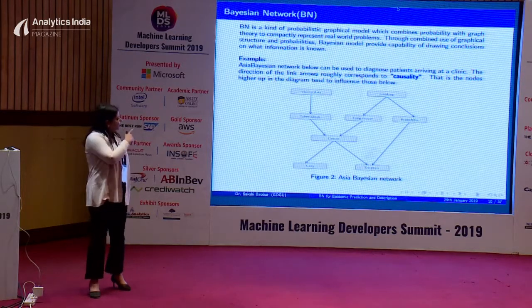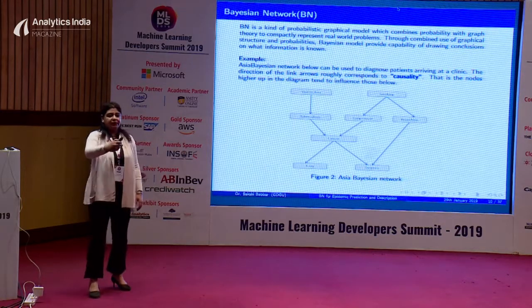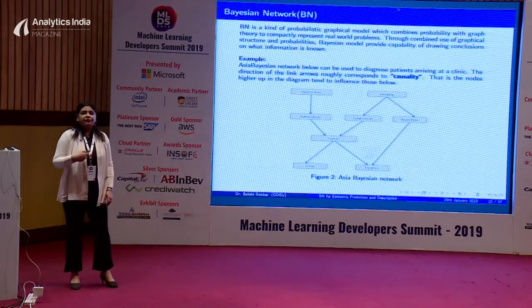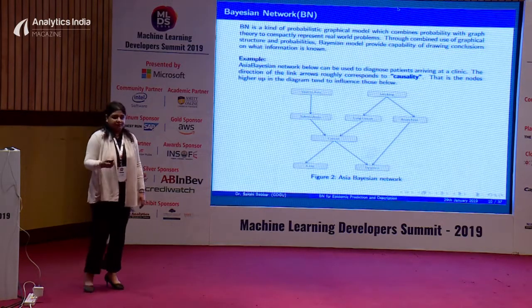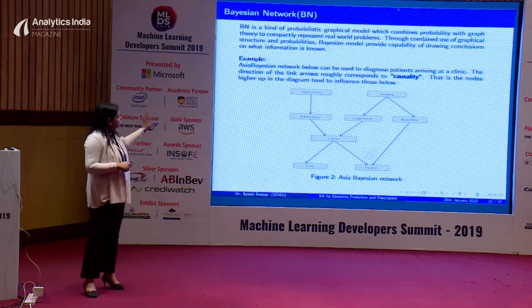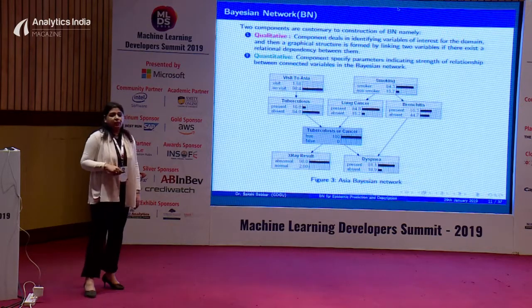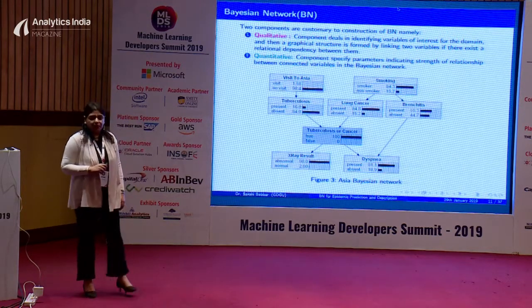So we say the one which is on the top, from where the direction is starting, we say that these are the causes. And where they're ending on the variable, we say that's an effect. Now, when we talk about Bayesian network, it has two major components. The first component is the qualitative component, another is the quantitative component.